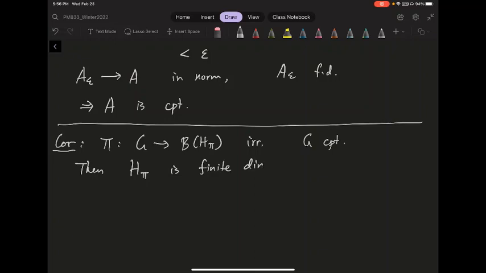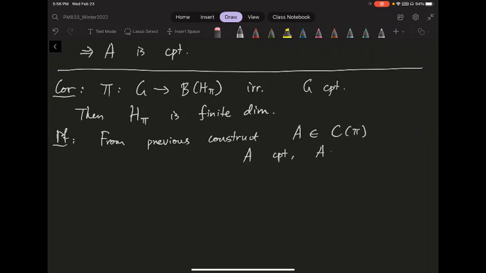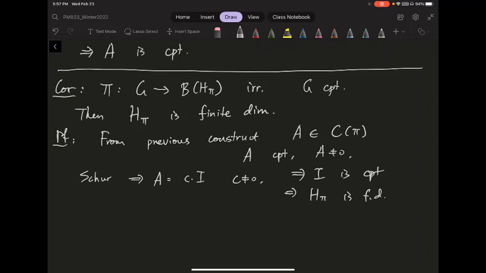Okay, so the proof is just like what I said. From the previous construction, we have that this A is inside C of pi, and A is compact, and A is non-zero. Schur's lemma tells you, because you have an irreducible one, that A is equal to some constant c times the identity, with c non-zero, so the identity is compact as well. So H pi is finite dimensional. Okay, so that's what we have.